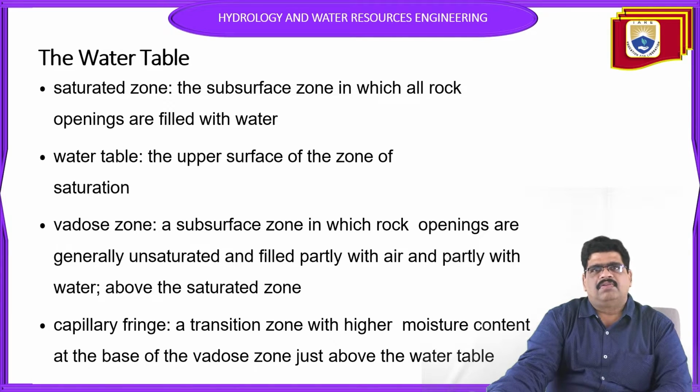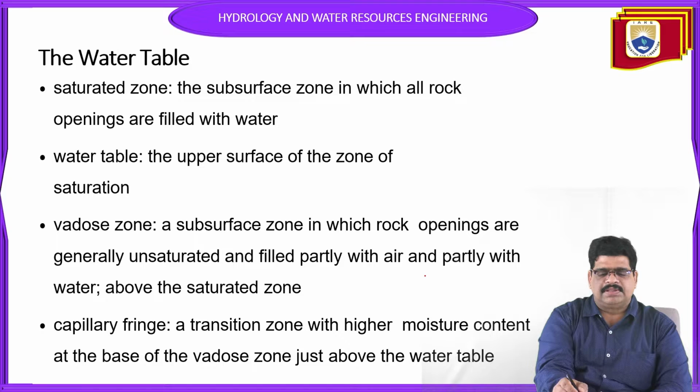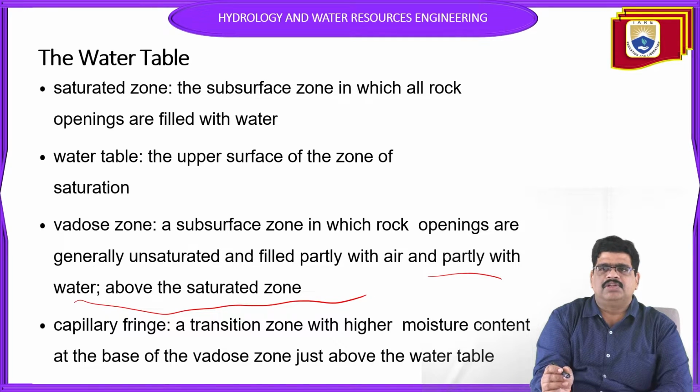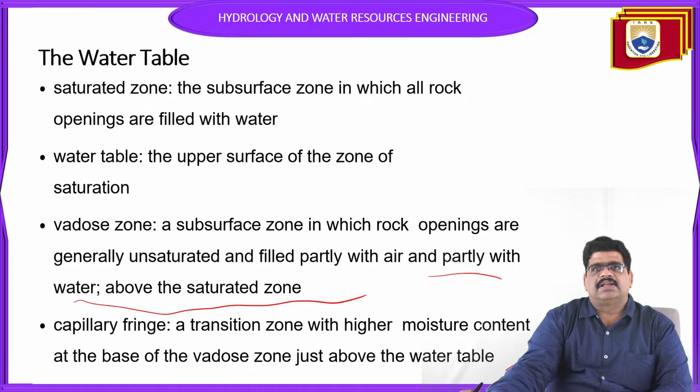Next, the water table: the upper surface of the zone of saturation. Next, the unsaturated zone. What is meant by the unsaturated zone? It is the zone in which the rock openings are generally unsaturated, filled partly with air and partly with water. That is the main difference between the saturated and unsaturated zones. Next, the capillary fringe is nothing but a transition zone with higher moisture content at the base of the unsaturated zone, above the water table.